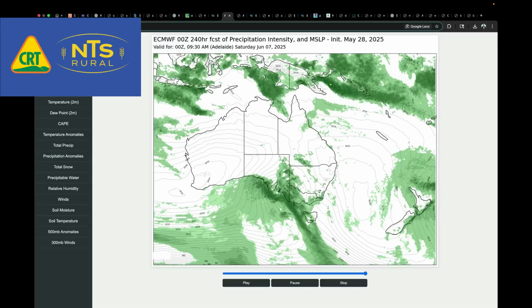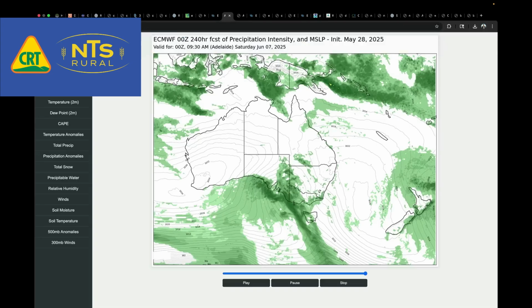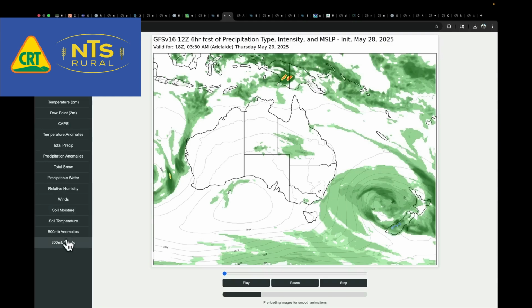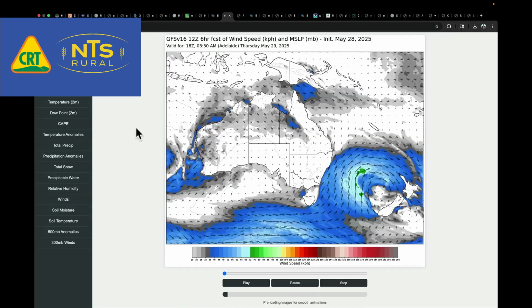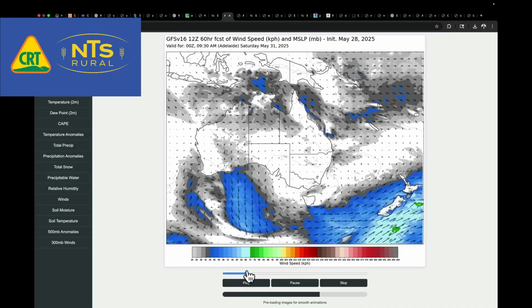I want to switch this up real quick. I'm just going to type it in rather than clicking around. But if we go to the GFS, I can show you one other thing here, because I like the way I've mapped out the winds in this particular case. So if we just have a look at how strong these winds are going to be, playing it forward, there comes that low. Look at this thing.